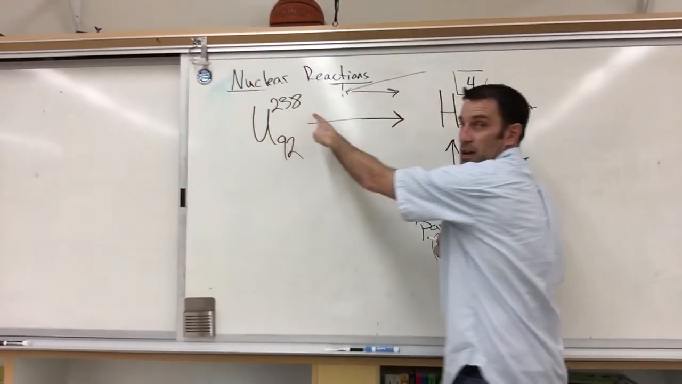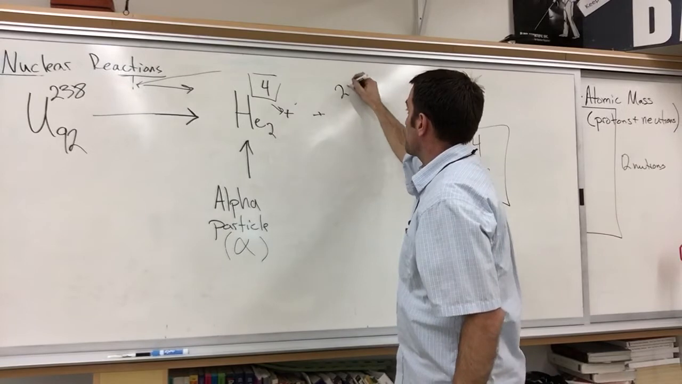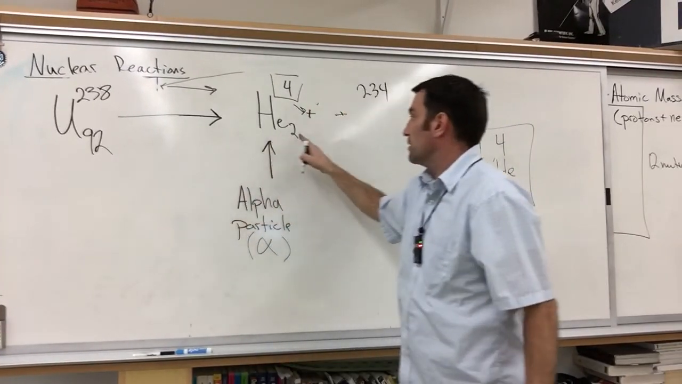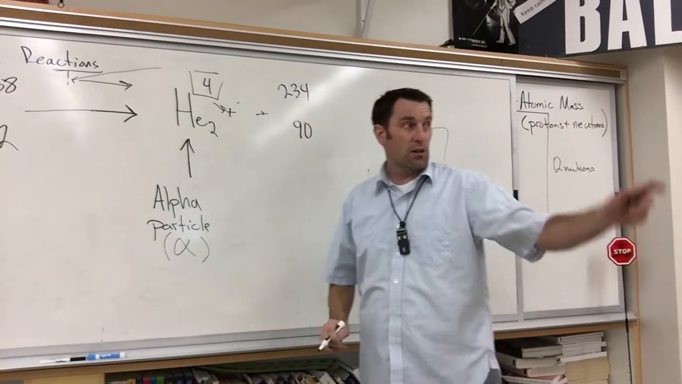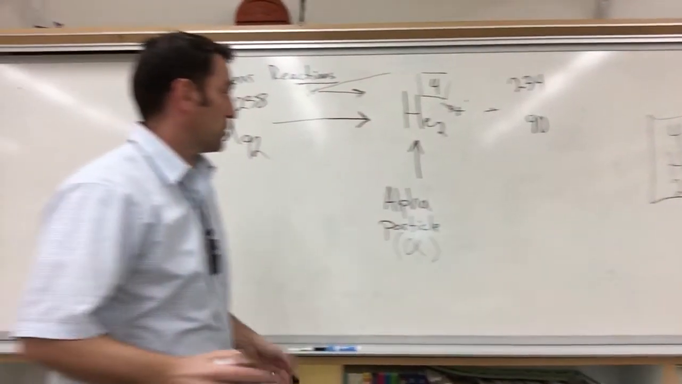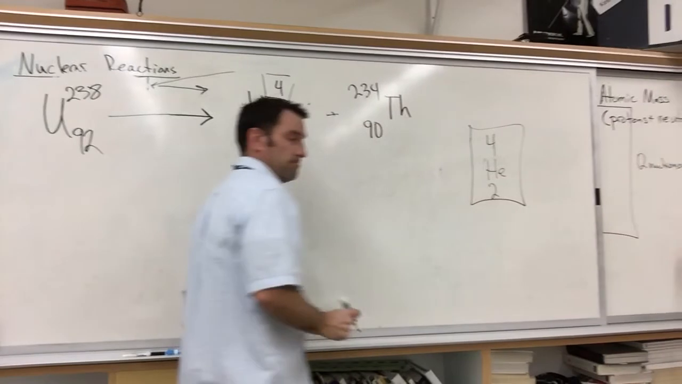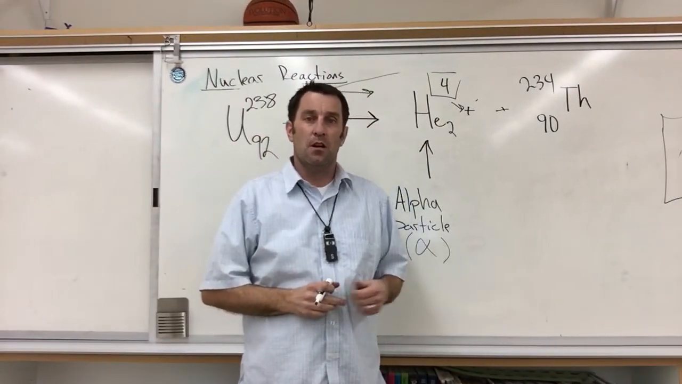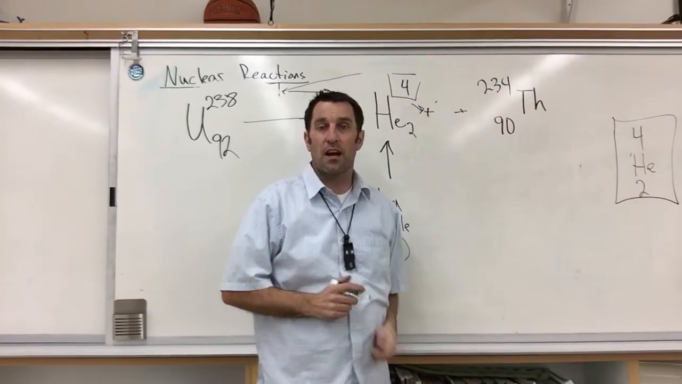It was 238. I've lost 4, so it must become 234. It was 92. It's lost 2, so it must be 90. And then I just look on the periodic table for what 90 is, and that's thorium, or Th. Okay, the key to these is they have to have balance. They'll usually on the core test have you fill in one of these numbers or determine what the actual element is that's there.